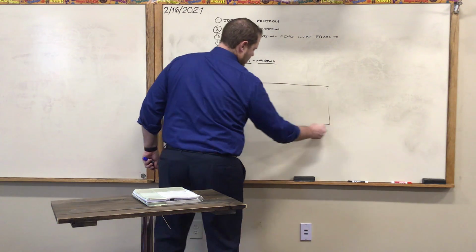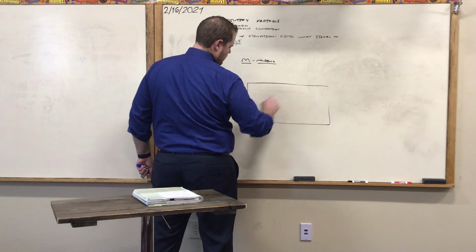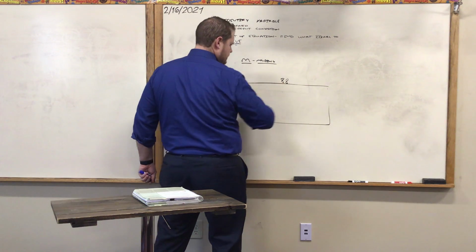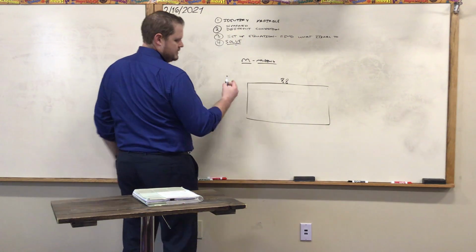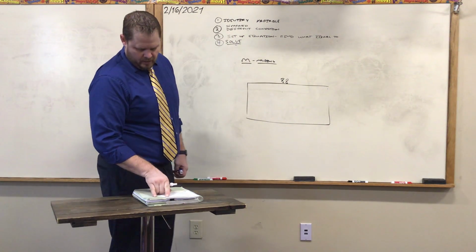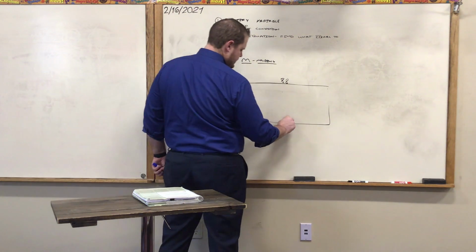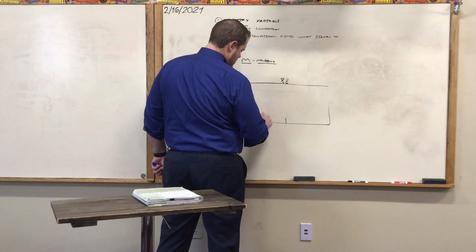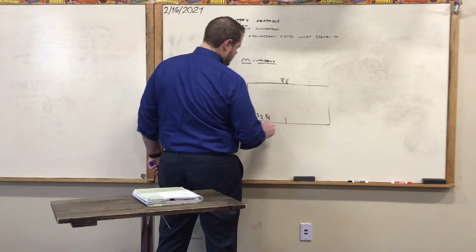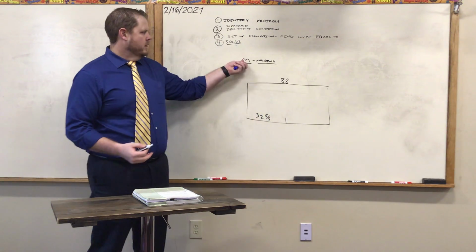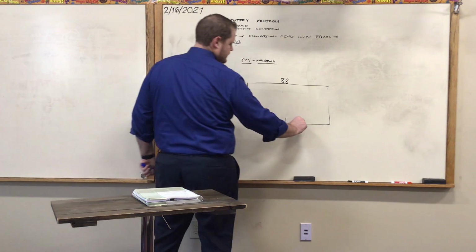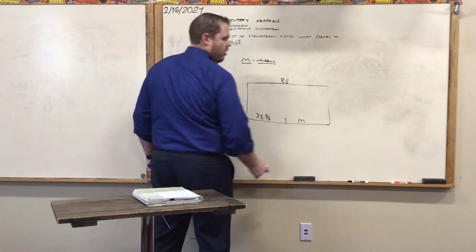Let's pretend that this is our wall. And he has a wall that is 88 inches long, the whole way. And it says in the problem that he has a piece that is 32 and 5/8. What is M? M is this right here, right? It's the rest of the wall.